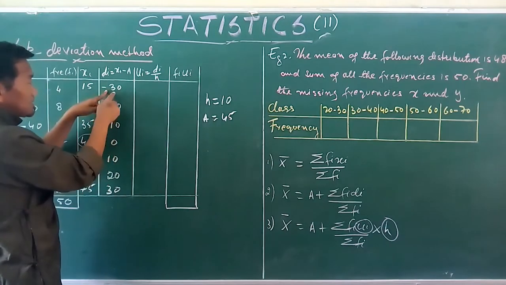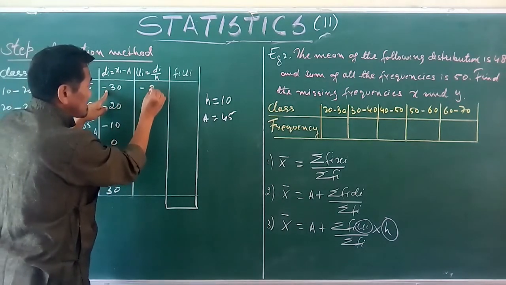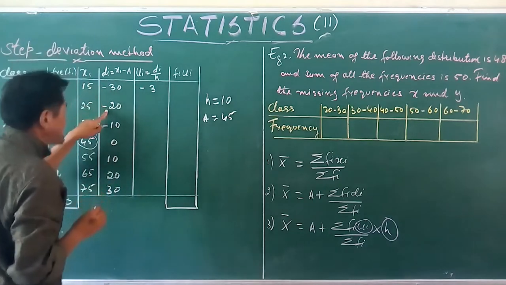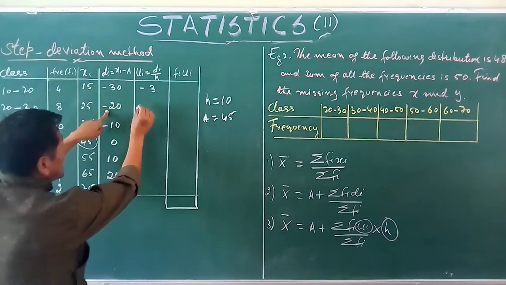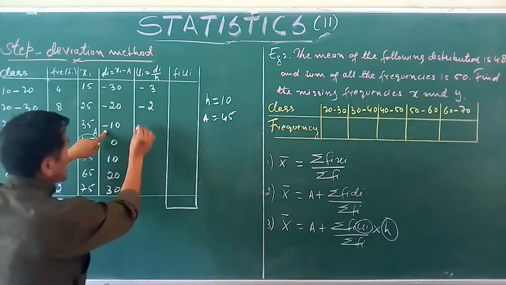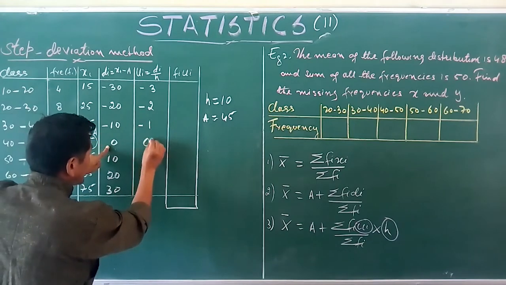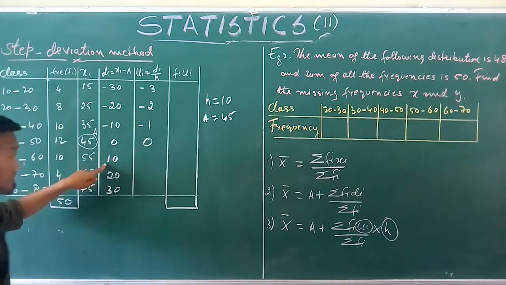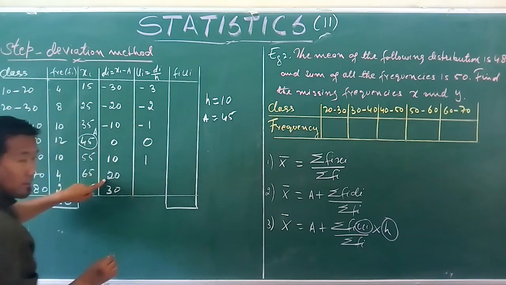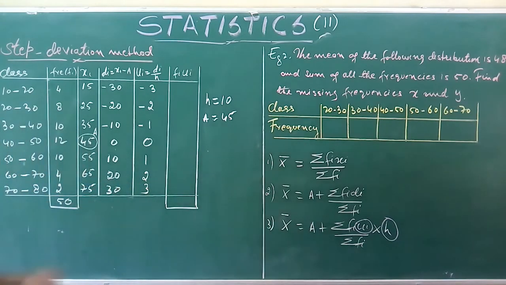So now let's see here. Negative 30 divided by 10 is negative 3. Negative 20 divided by 10 is negative 2. Negative 10 divided by 10 is negative 1. 0 divided by 10 is 0. 10 divided by 10 is 1. 20 divided by 10 is 2. And 30 divided by 10 is 3.